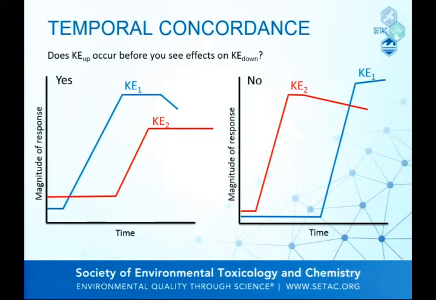This would be a case that violates that assumption. Here we have significant changes in key event 2 before we start to see anything in key event 1. Again, this is assuming we can measure them both with similar precision and on similar time scales and so on.